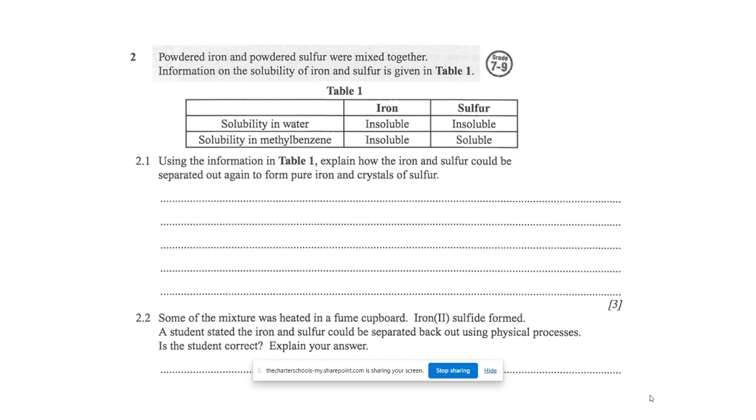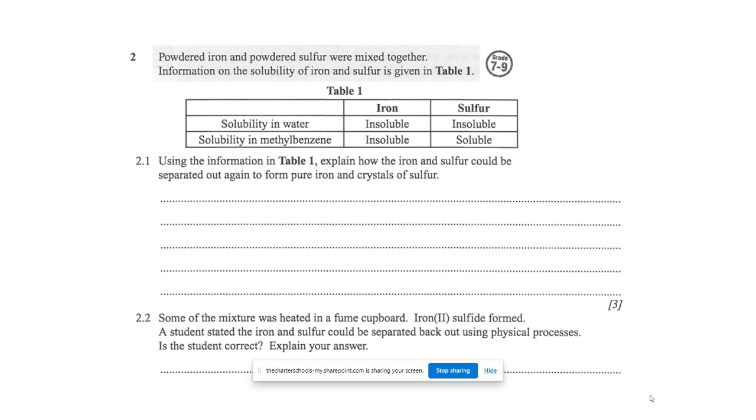Next, powdered iron and powdered sulfur were mixed together. Information of the solubility of iron and sulfur is given in Table 1. Use the information to explain how the iron and sulfur could be separated out again to form pure iron and crystals of sulfur. So we notice that both of them are insoluble in water. So if you put your mixture in water, none of them are going to dissolve, so you can't really use that to separate them. But iron is insoluble in methylbenzene, but sulfur is soluble.